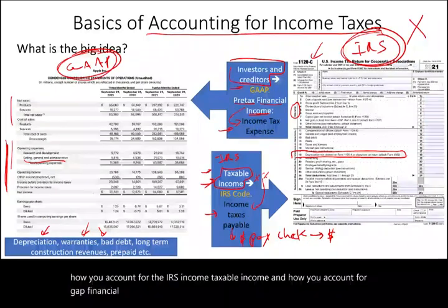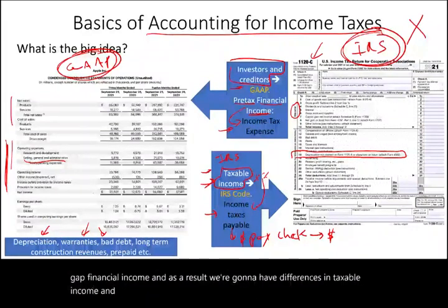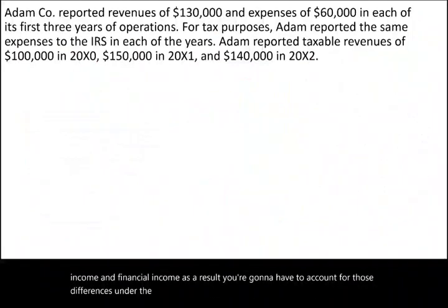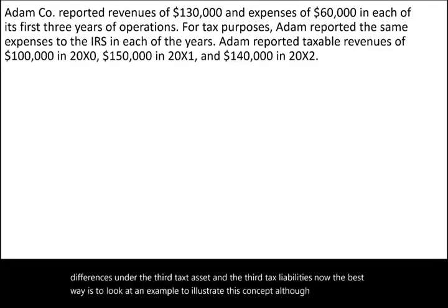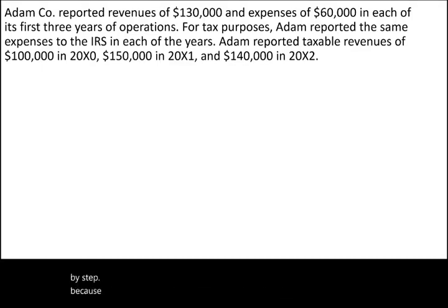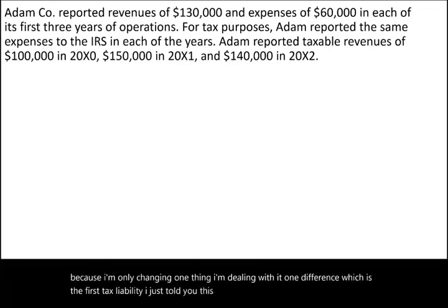As a result, you're going to have differences in taxable income and financial income. You're going to have to account for those differences under deferred tax assets and deferred tax liabilities. Now, the best way is to look at an example to illustrate this concept. Although this example is simple, you may think it's challenging, but make sure you follow step by step, because I'm only changing one thing. I'm dealing with one difference, which is the deferred tax liability. I just told you this because I want you to focus.